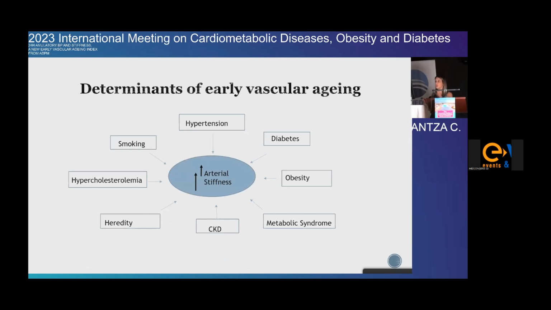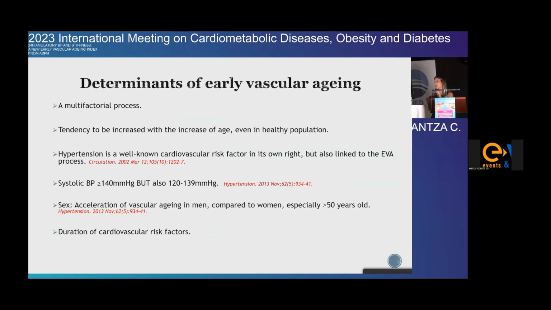And here are all the known determinants of early vascular aging. You can see that hypertension may be the first of these, then diabetes mellitus, smoking, obesity, the metabolic syndrome in its general concept, and chronic kidney disease. Of course, it is a multifactorial process. So a patient increases his age, and in parallel, he might also have diabetes mellitus or hypertension, and all this acts together in order to increase further the early vascular aging.